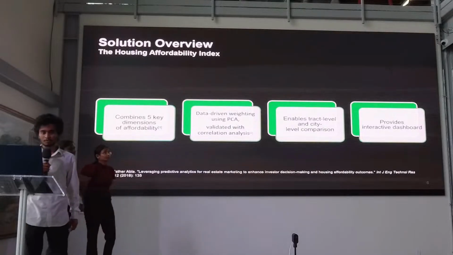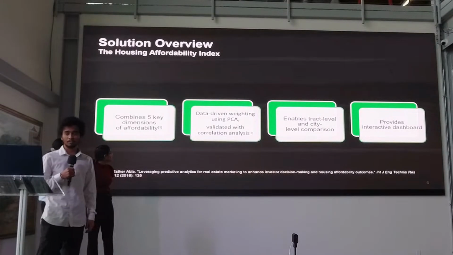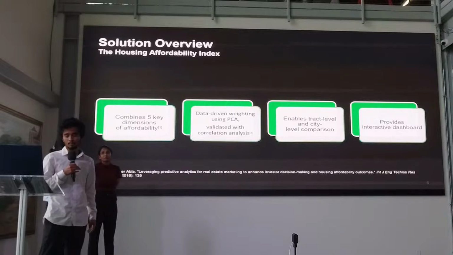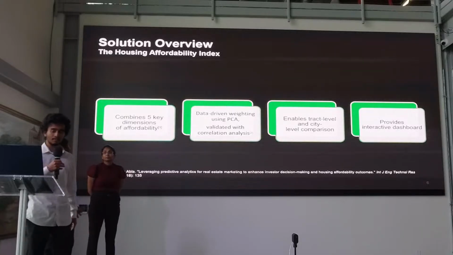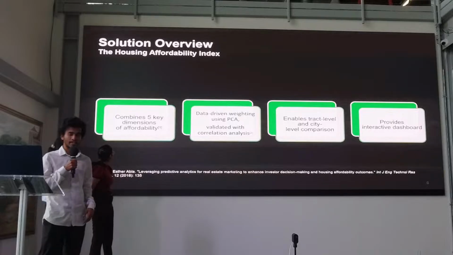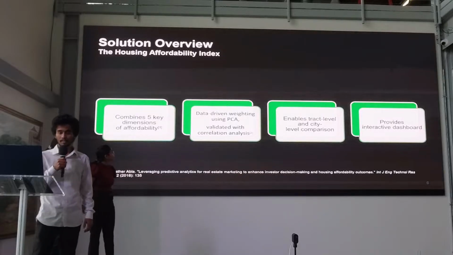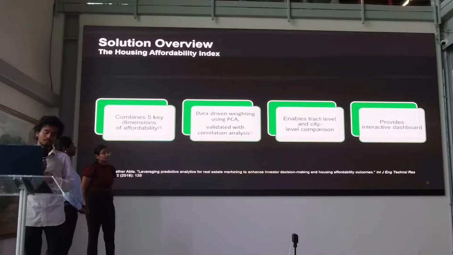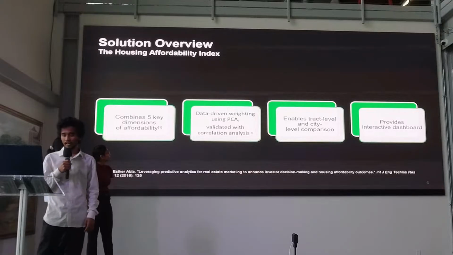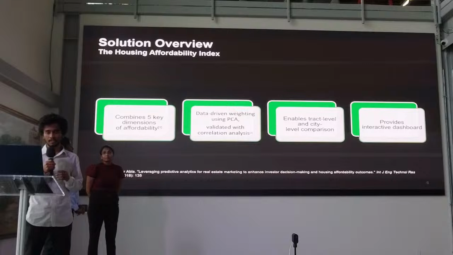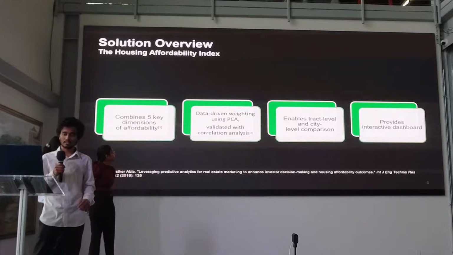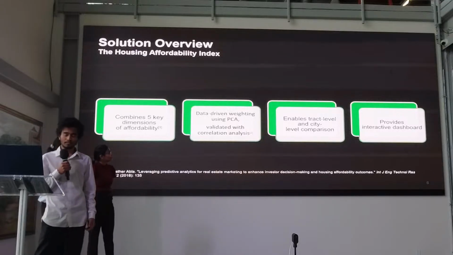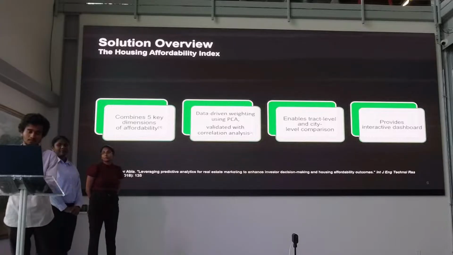So this is the solution overview we have used. By using the above 5 components, we have created the affordability index. Before combining the 5 main components, we need to give a weighting for each component. So we have used PCA for giving the weights, which uses the variance of each component. Then, using this affordability index, we compared the tract level and the city level, and after that we built the dashboard.